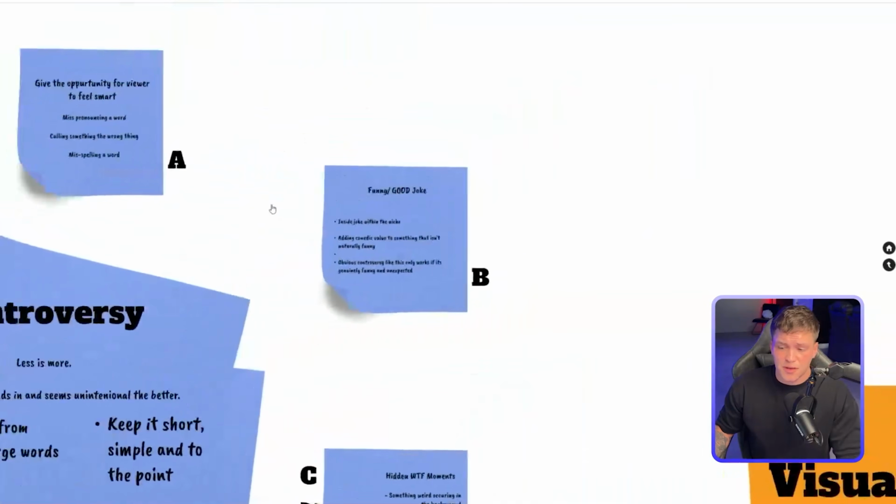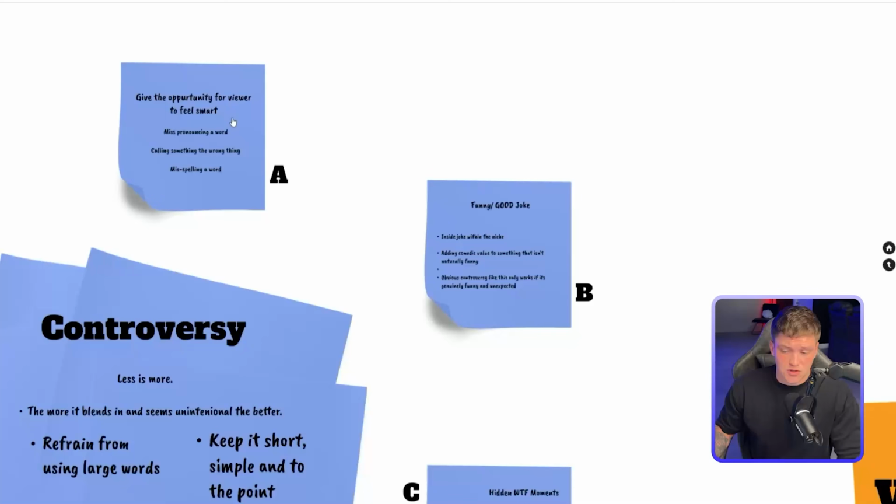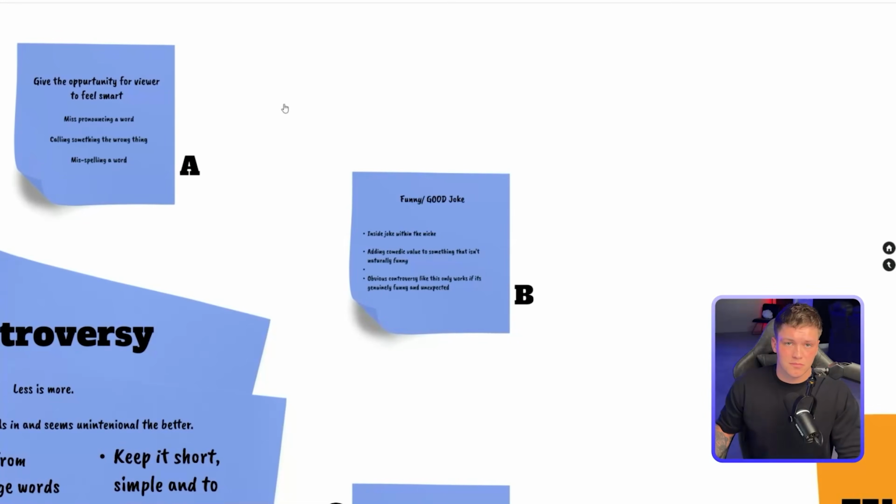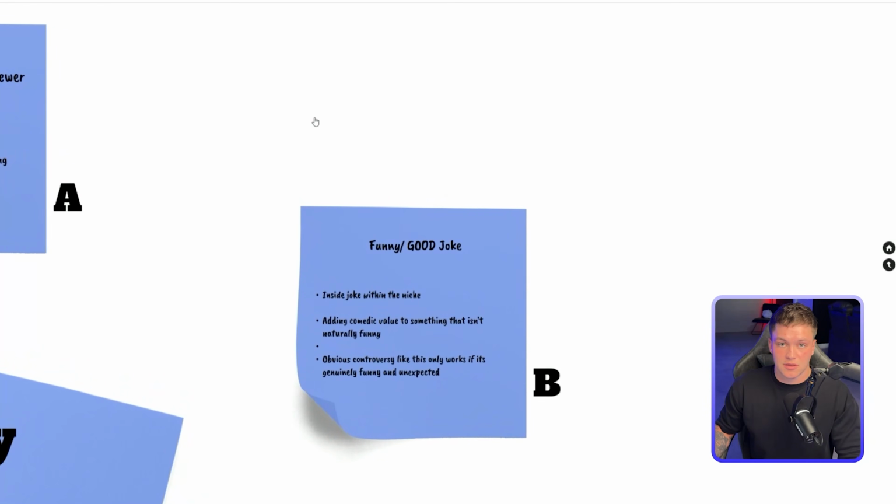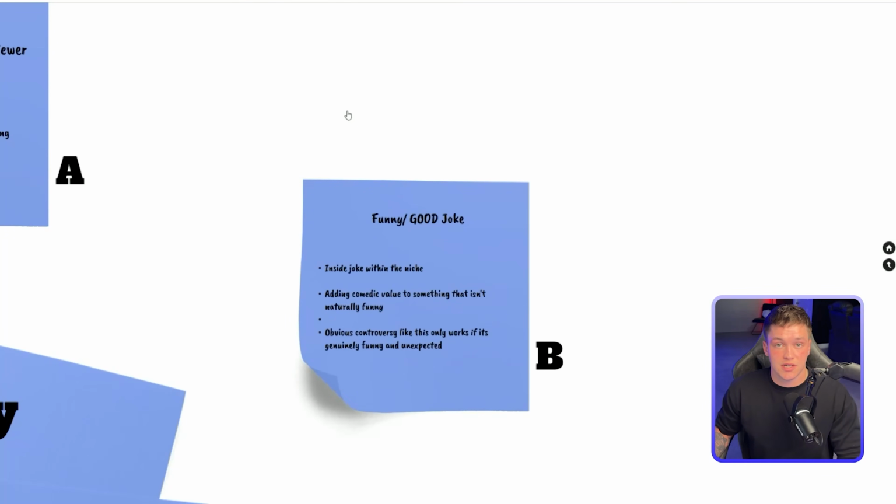So there's really a few main ways that you can implement controversy. The first one, which we already went over, is just giving the opportunity for the viewer to feel smart. So mispronouncing a word, calling something the wrong thing, or misspelling a word, or maybe you say something that literally makes it sound like you don't know what you're talking about.